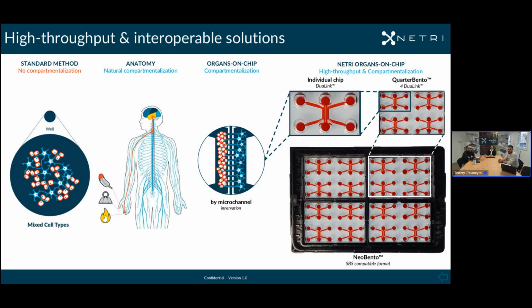And I will also introduce our chips and what this compartmentalization looks like in practice. The individual chips are combined by 4, which is what we call a quarter bento, and that are modular, and you can have up to 4 quarter bentos in a plate. Those plates are a standard format, like the 96-well plate you are used to in your labs, and they can be adapted to most laboratory equipment.